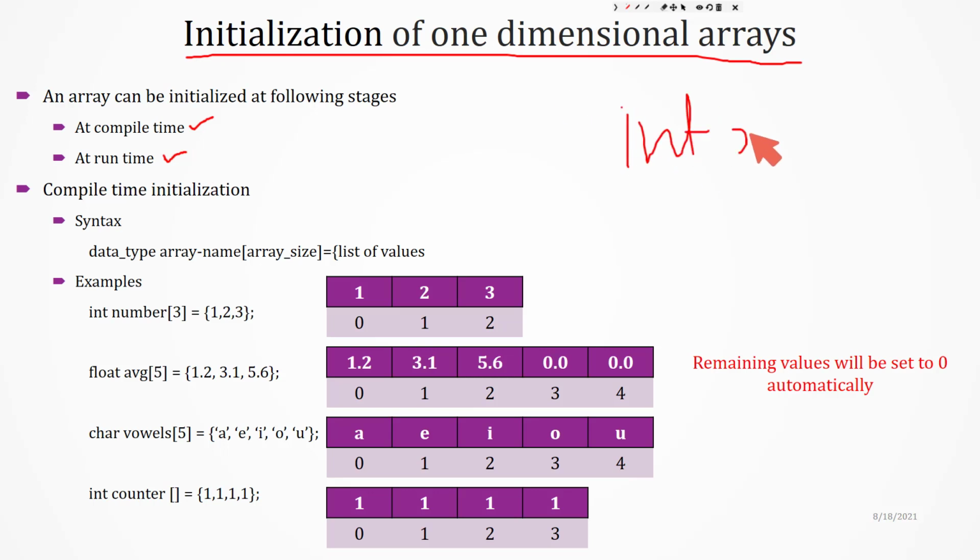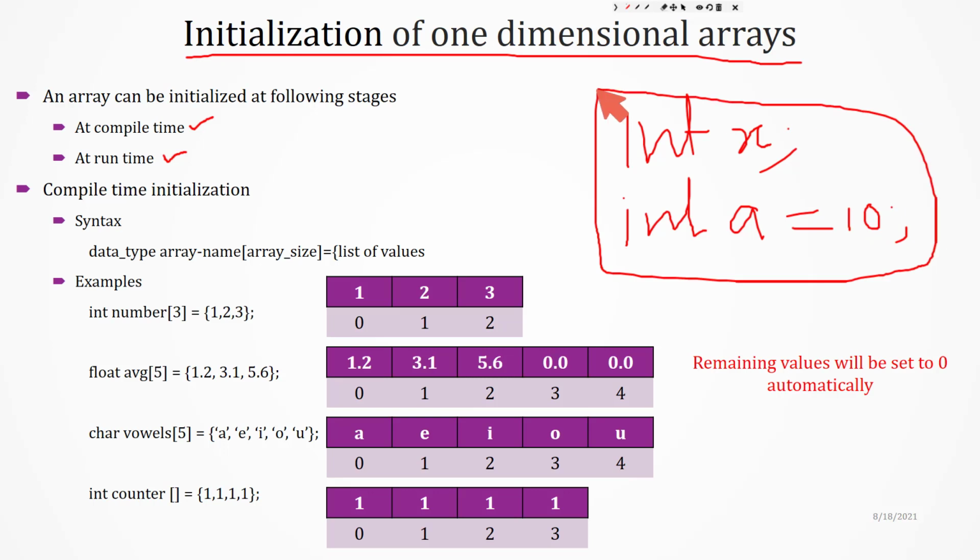So if I declare something like int x and also declare something like int a equal to 10 in a program, suppose I am compiling it or translating it to machine level language. At that time I don't know the value of x, but I know the value of a, because a is initialized with 10. So this is called compile time initialization.